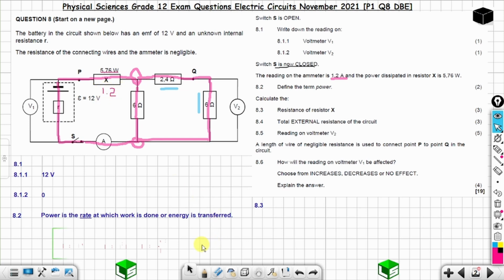Now you have the power and you have the current. Using the formula for power, you are requested to find the resistance of resistor X. You know the current and you know the power, so this formula can be useful. Power is equal to current squared times resistance. You can divide by current squared on both sides so that you can solve for R.